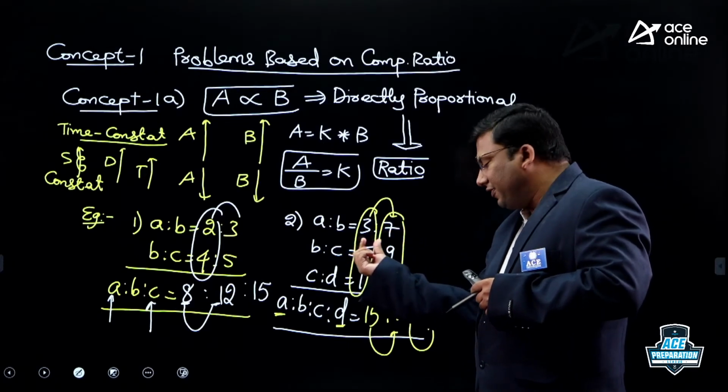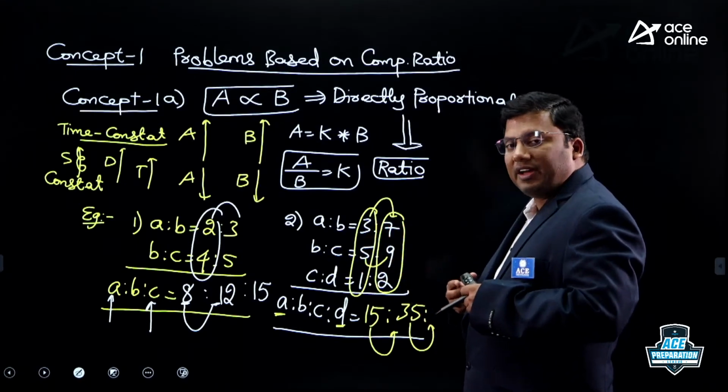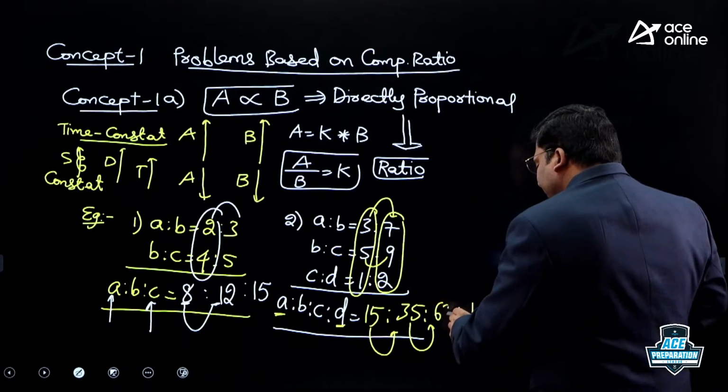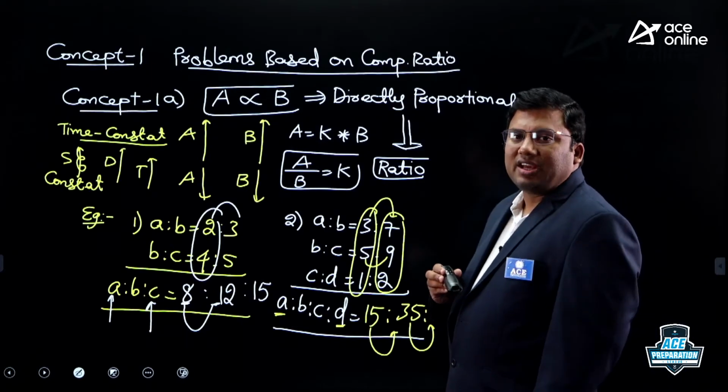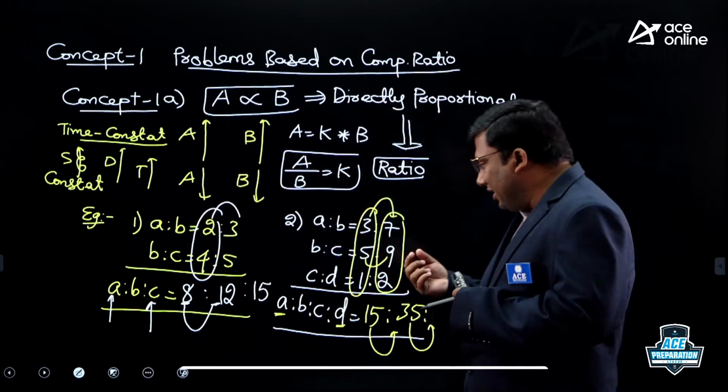Compare with B is to C. Originally, what is the value? 5. 5 is becoming 35. If 5 becomes 35, 5 7s are 35. 9 7s are 63. See how easily you can solve the problem. Again, I am repeating it for the second time.